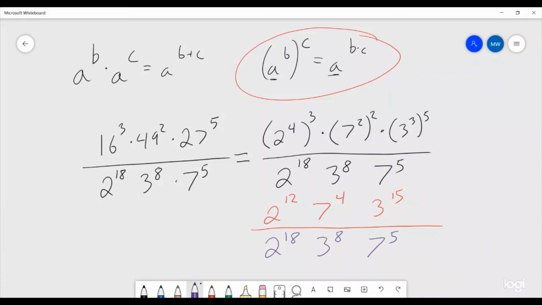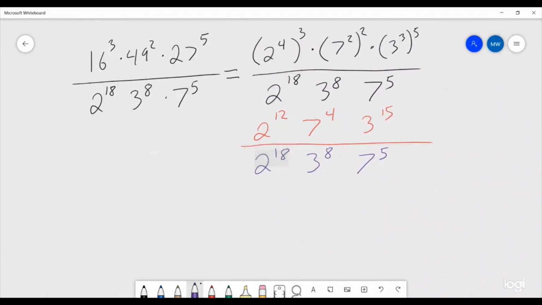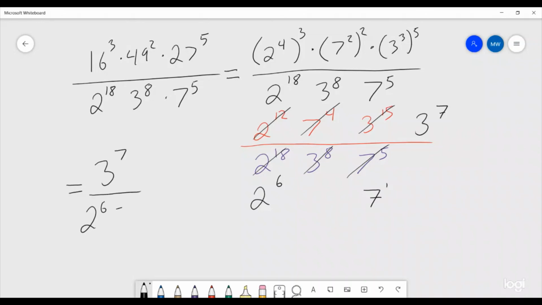Now, fortunately, quite a few of these terms are going to be able to cancel out. So this 2 to the 12th cancels with most of the 2 to the 18th, and we're left with 2 to the 6th on the bottom. This 7 to the 4th cancels with most of the 7 to the 5th, and we're left with a 7 to the 1 on the bottom. And then this 3 to the 8th cancels with that, leaving us a 3 to the 7th on the top. So what we started with is all equal to 3 to the 7th over 2 to the 6th times 7 to the 1. This is one place that those exponent rules are going to be useful.